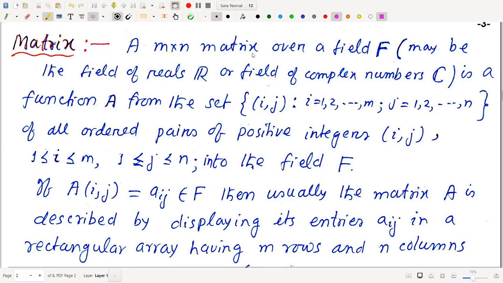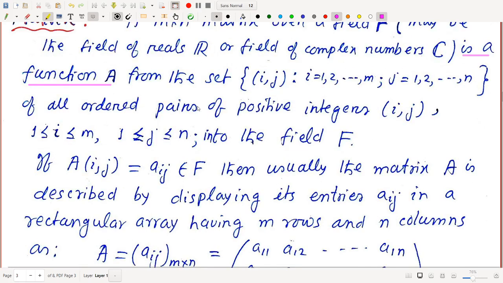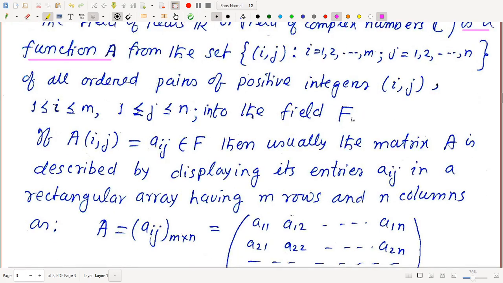So an m by n matrix over a field F is a function. See, a matrix is a function. In mathematics, everything is sets and functions. Mathematics is the study of sets and functions. So an m by n matrix over a field F is a function from the set. What set? The set of all ordered pairs of positive integers (i, j), i from 1 to m and j from 1 to n, into this field capital F.